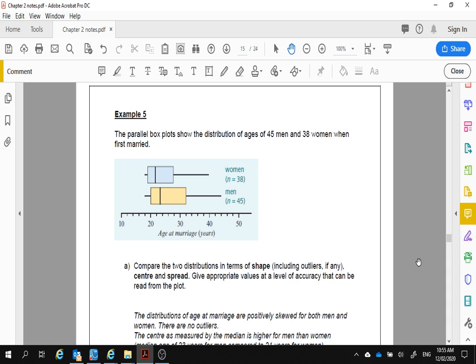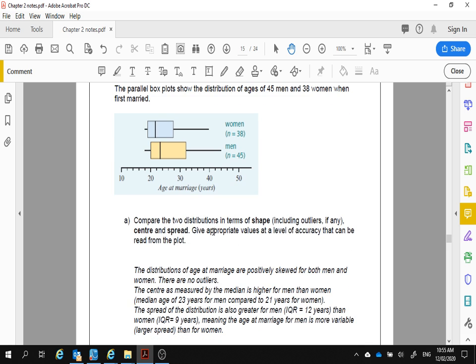Example 5. The parallel box plots show the distribution of ages of 45 men and 38 women when first married. Compare the two distributions in terms of shape. Well, we can see, and we've got to compare them. So the distributions of age at marriage are positively skewed. We can see they're both positively skewed because the median is to the left of both of them. There's no outliers.